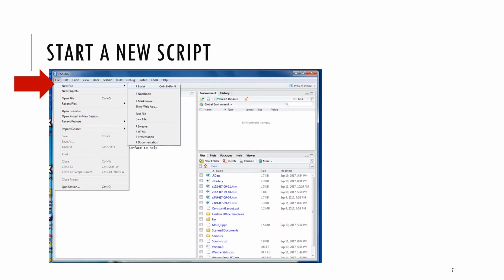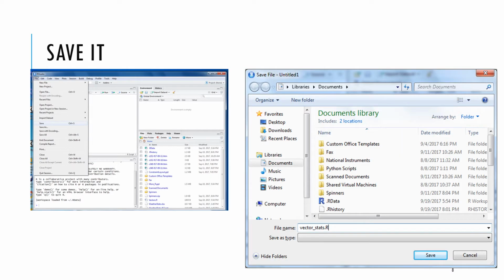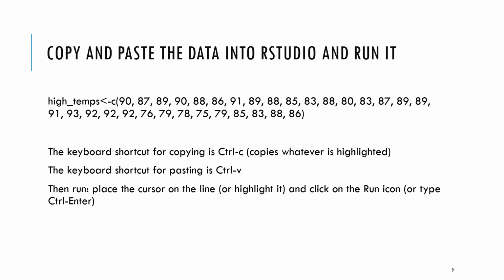To start a new script, go on the menu to File, New File, and choose R Script. I like to save my scripts right away so they have a name and I know where they're located. So I go to File, Save. You can also use Save As, and then find a location for your script and give it a name. Typically we'll have the extension .R so that the computer will recognize it as an R script. Recall you can use Control-L to clear out the console, and now we're ready to start our script.